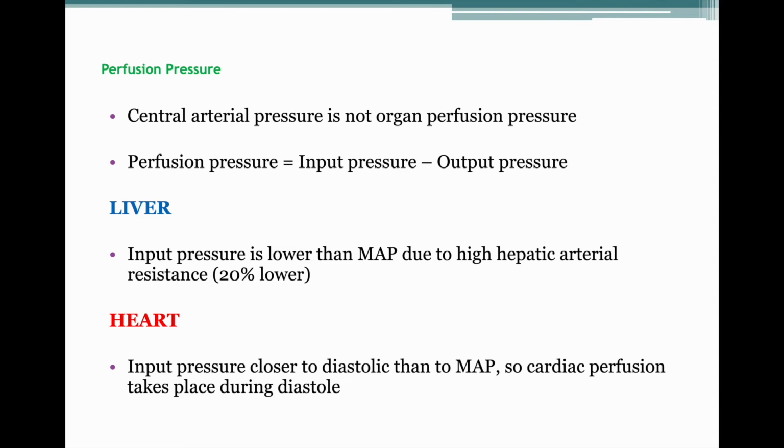Now coming to liver, input pressure is lower than the MAP due to high hepatic arterial resistance, okay. So the flow in the liver or the perfusion pressure is 20% lower. Now in heart, what happens? Input pressure is closer to diastolic than to MAP. So that is why the cardiac perfusion takes place during diastole, okay.